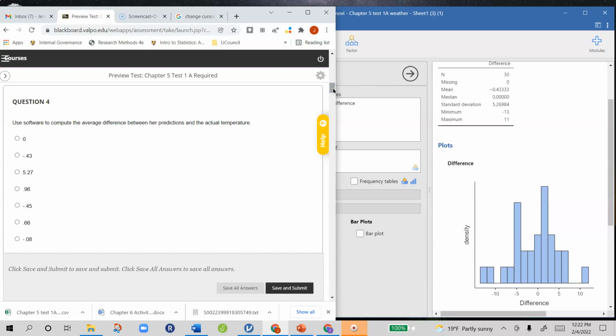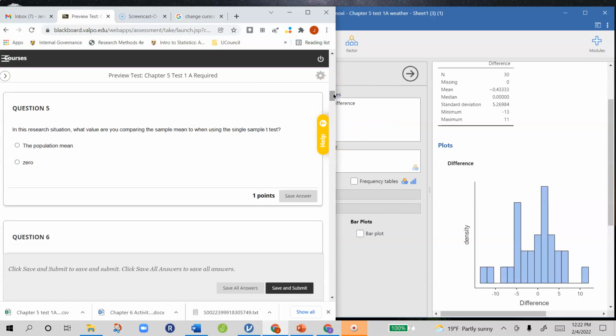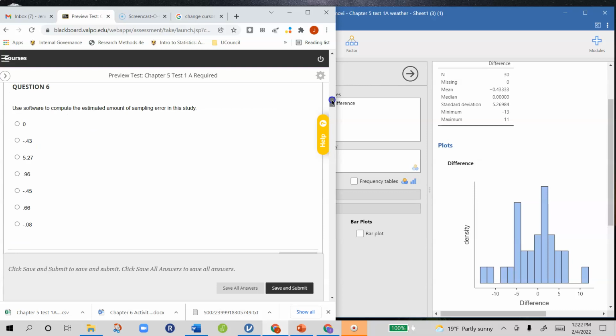All right, so question 4 asks you to compute the average difference between her predictions and the actual temperature. So we've already done that. We have our average here. This is our mean of negative 0.43. That was the average for her differences there. Number 5, in this research situation, which value are you comparing the sample mean to when you use a single sample t-test? So in this case, we're going to compare it to 0. Right? So we want to know if her difference is different than 0.